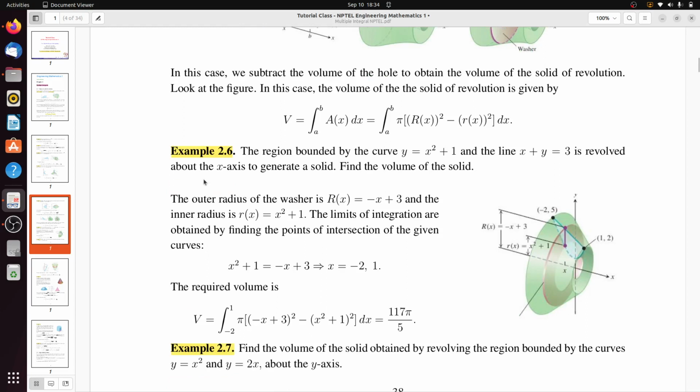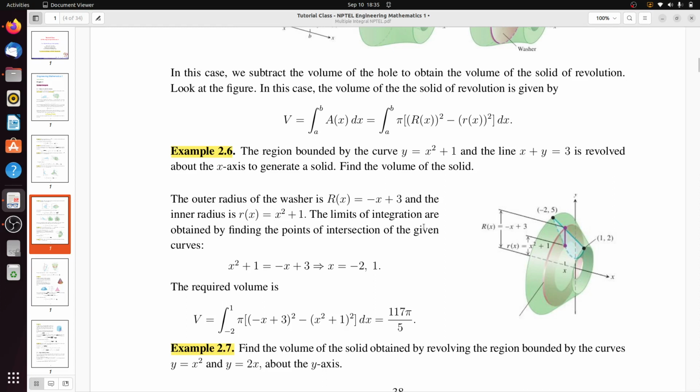Okay, a similar question: the region bounded by the curve y equal to x square plus 1 and the line x plus y equal to 3 is revolved about the x-axis to generate a solid. Find the volume of the solid. So it is y equal to x square plus 1 and here y is equal to 3 minus x. So 3 minus x is our larger function. 3 minus x is greater than x square plus 1.